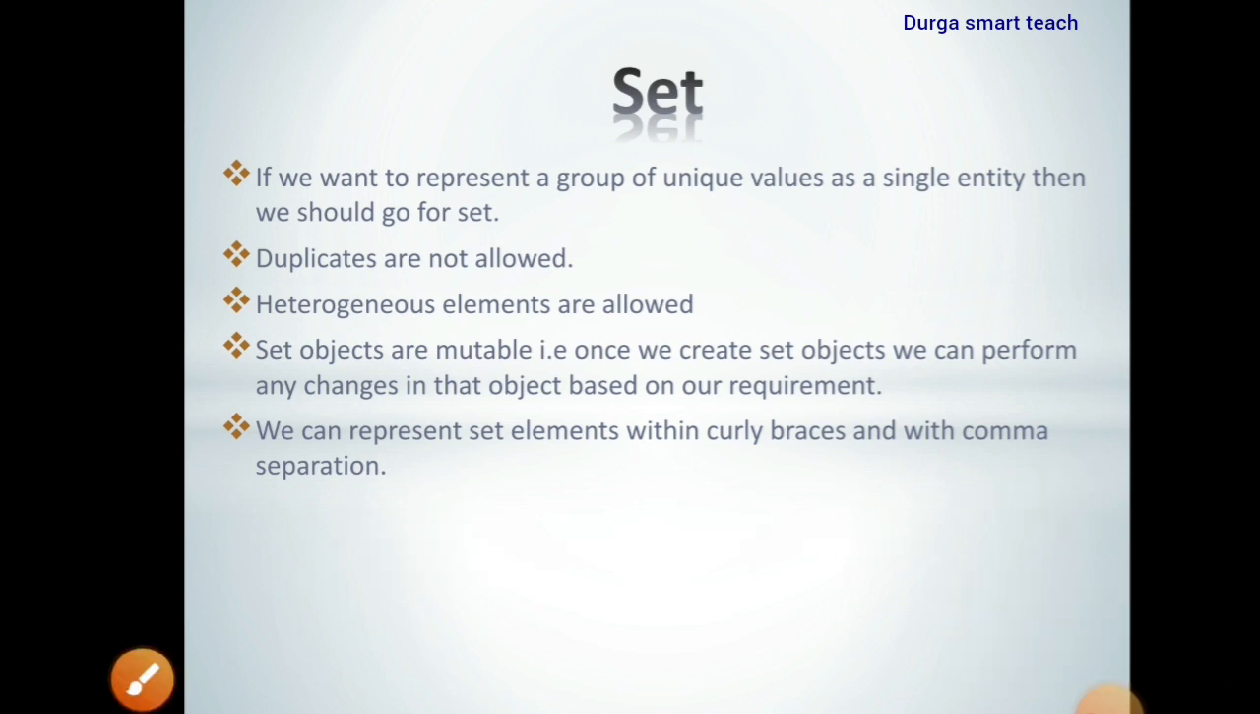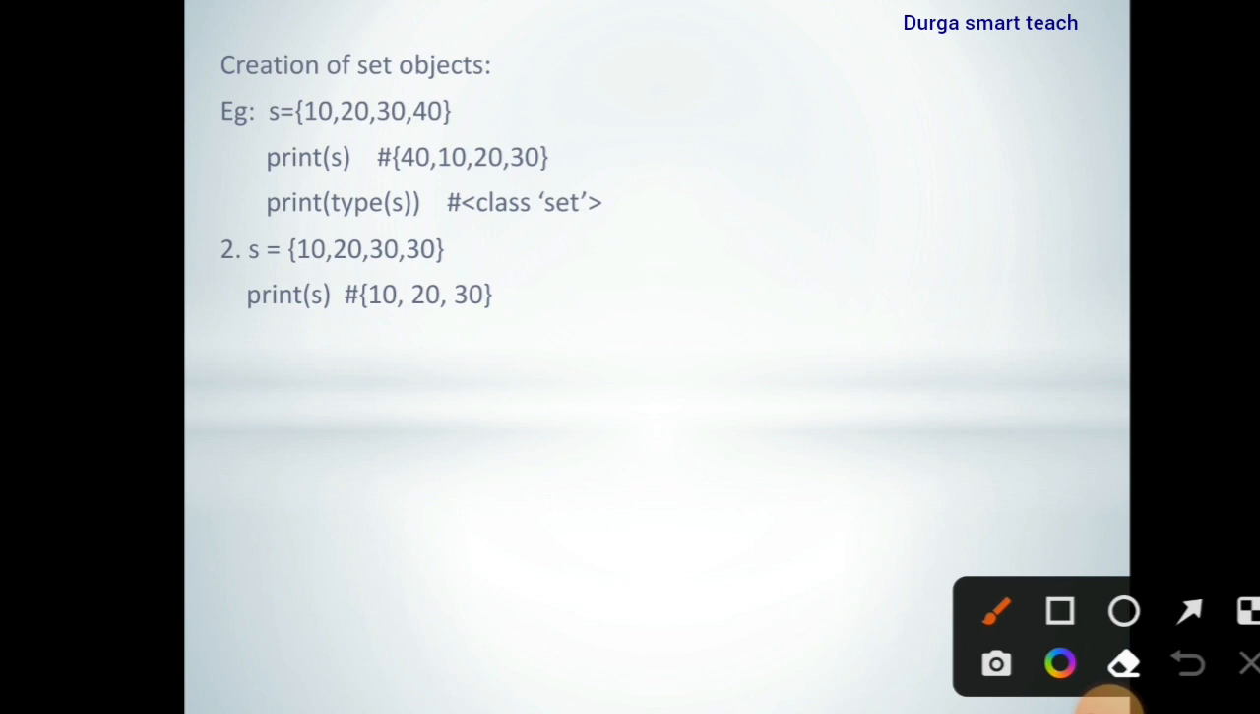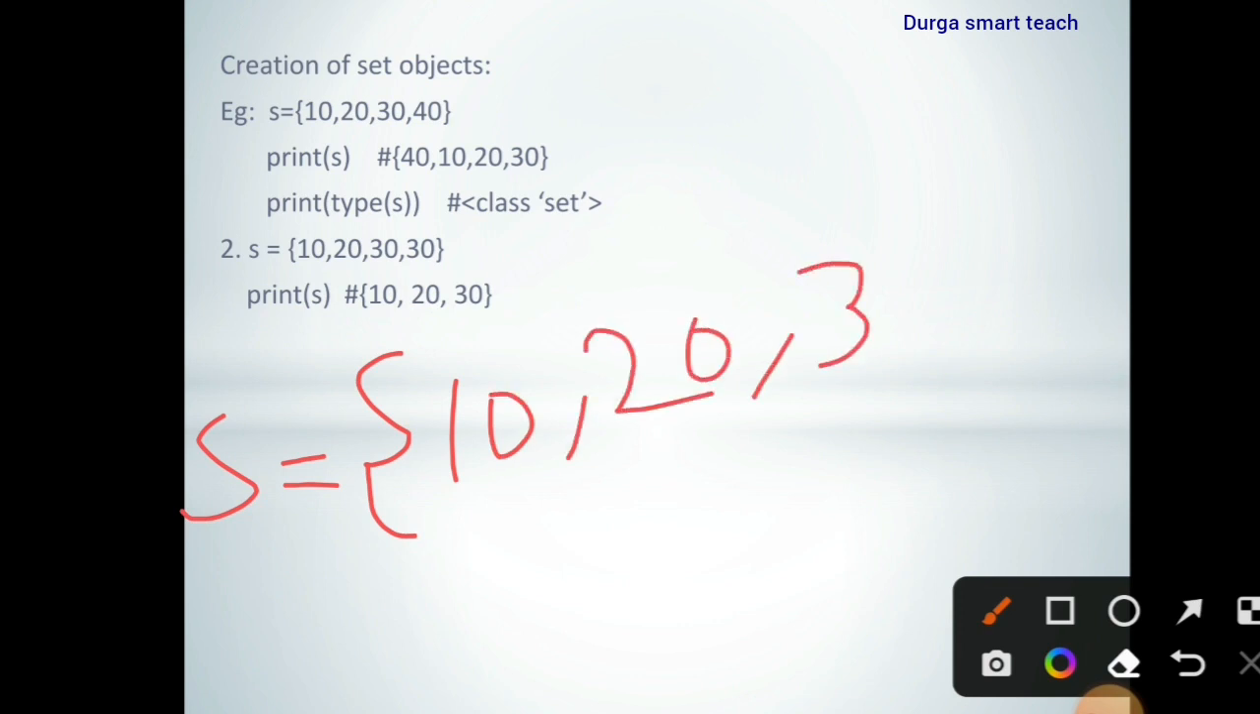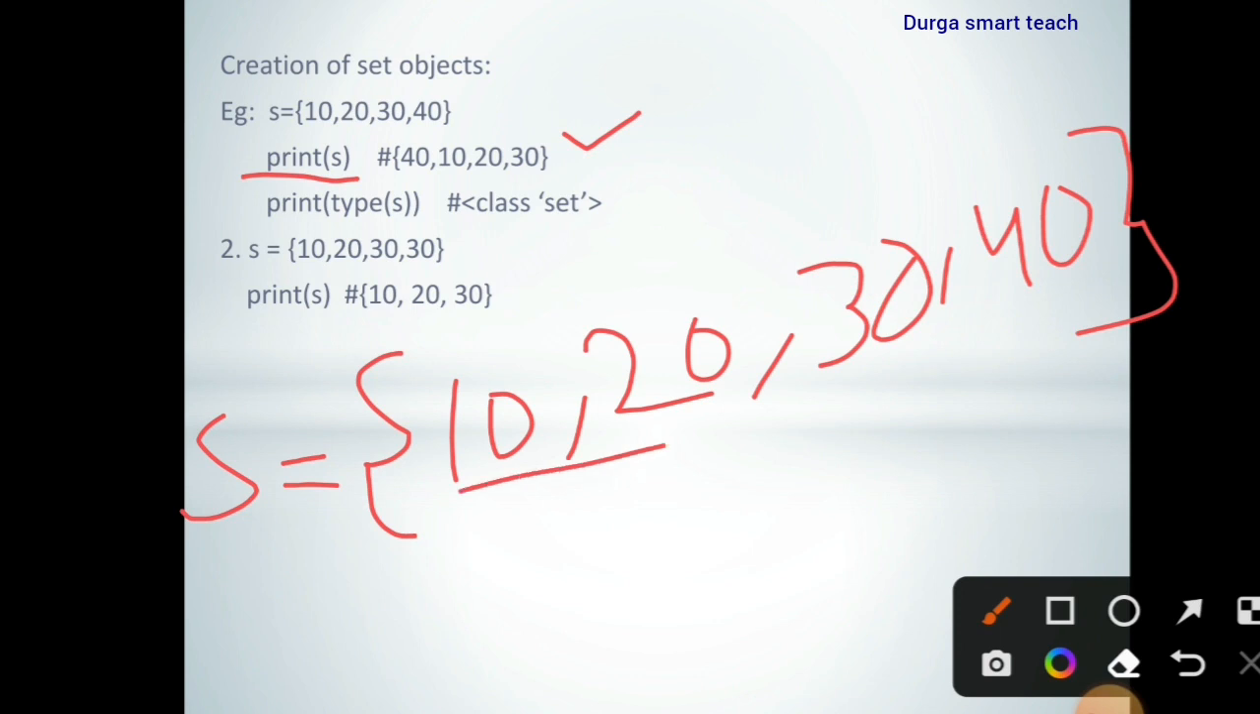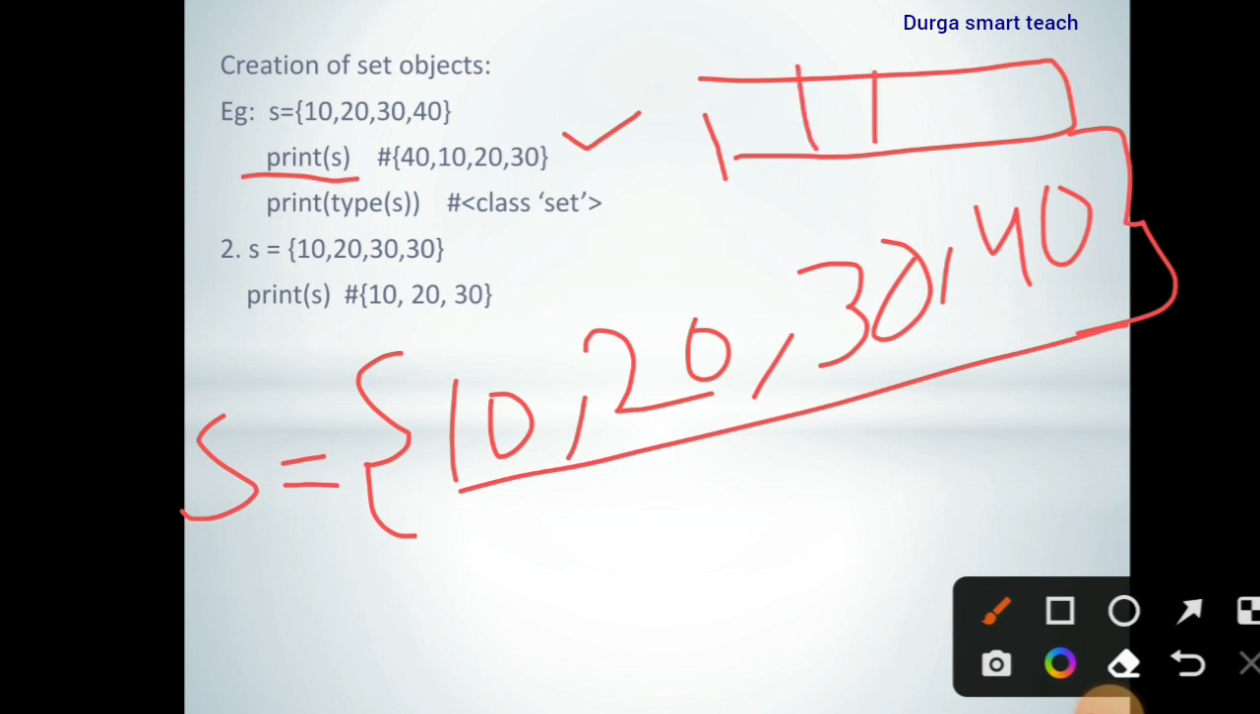Okay, so here we represented elements. S is equals to, S is a variable. It stores 10, 20, 30, 40. If you want to print the elements in the set, then you need to use print S. So it will display the elements 40, 10, 20, 30. We gave elements like this 10, 20, 30, 40, but the result is 40, 10, 20, 30 because in set there is no indexing. So that's why elements are printed randomly.